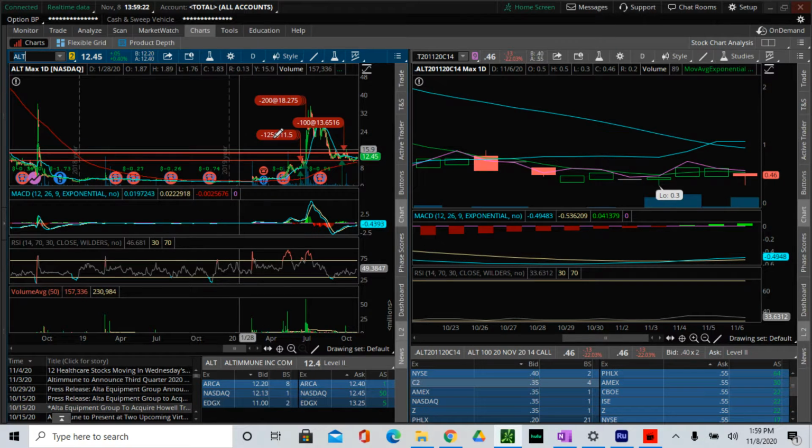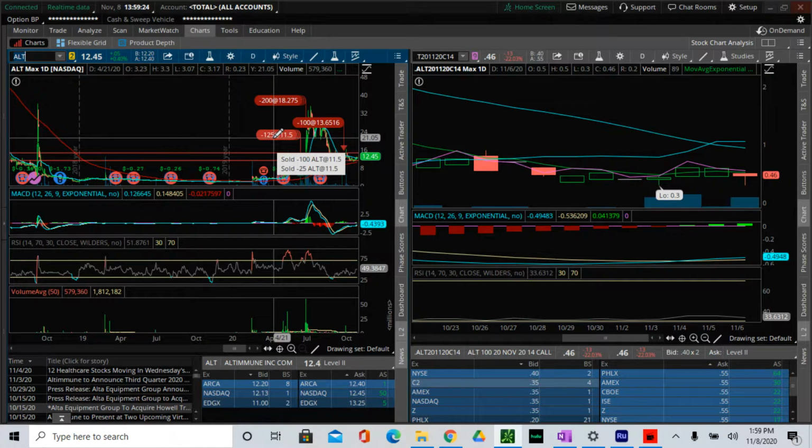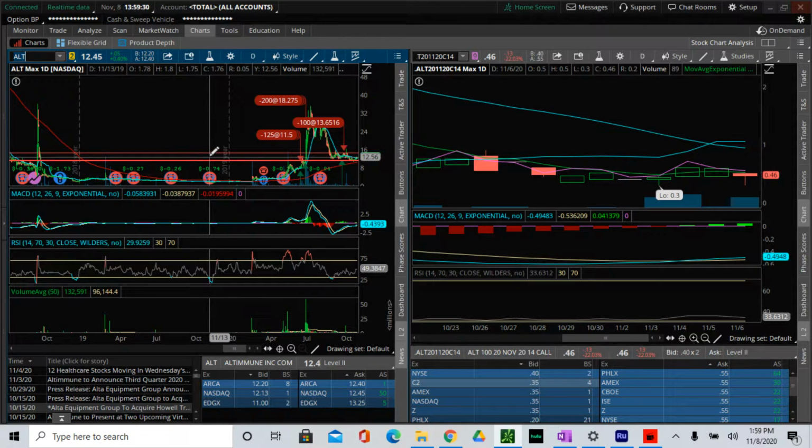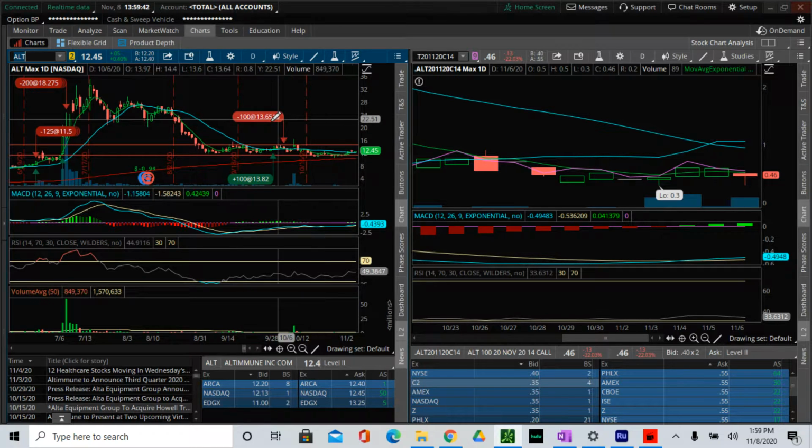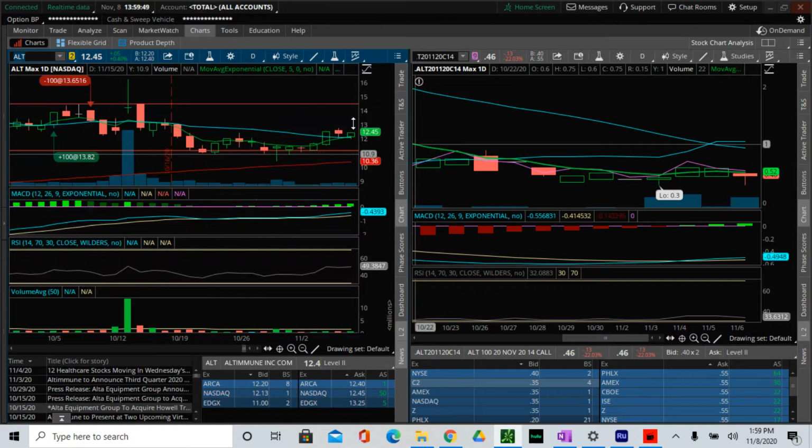So now we have identified what our support is. We have identified our resistance on the stock price chart. And now we want to identify, okay, if I were to buy shares because I believe that this stock is going to go up, what price would I buy it at? So this is what I tend to do.